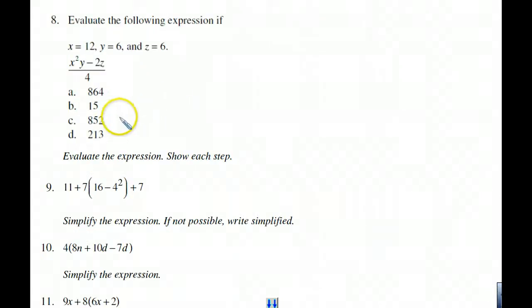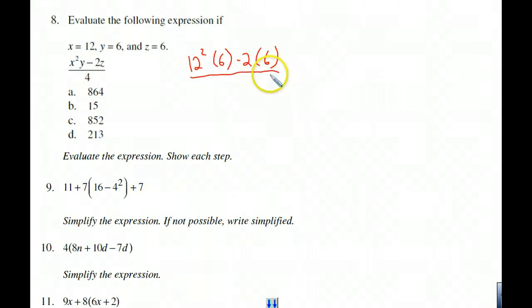More evaluating. Let's see, plug everything in correctly. So we have x squared, let's start off with that. 12 squared times y, that's 6, minus 2 times z, which is also 6, all divided by 4. So we have to evaluate this step correctly. Let's start off with the exponent, of course. So let's do 12 squared, 12 times 12, which is 144.